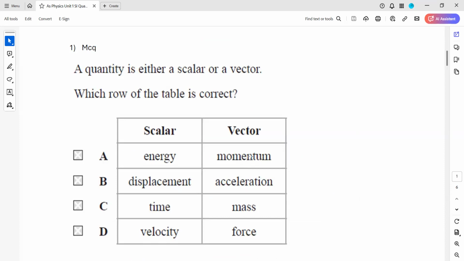When we talk about energy, energy is a scalar quantity, and momentum is a vector quantity. So that's why A will be the right answer. Displacement is a vector quantity, acceleration is a vector. Time is a scalar, mass is a scalar. Velocity is a vector, force is a vector. So in A, it's correct.